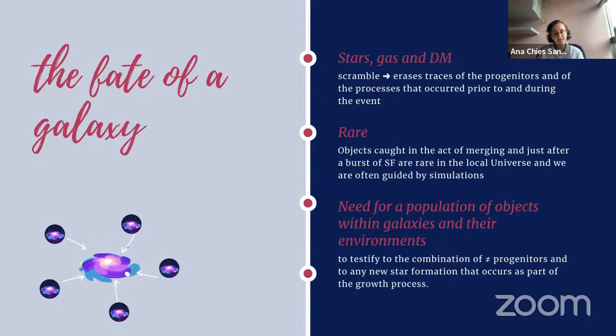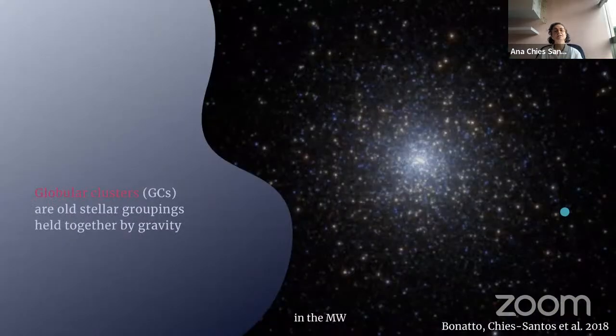So we need to go out there and look for a population of objects within galaxies and their environments that can help us testify to the combination of different progenitors and to any new star formation that might have occurred as part of this growth process. And these are the globular clusters that are present in most galaxies.